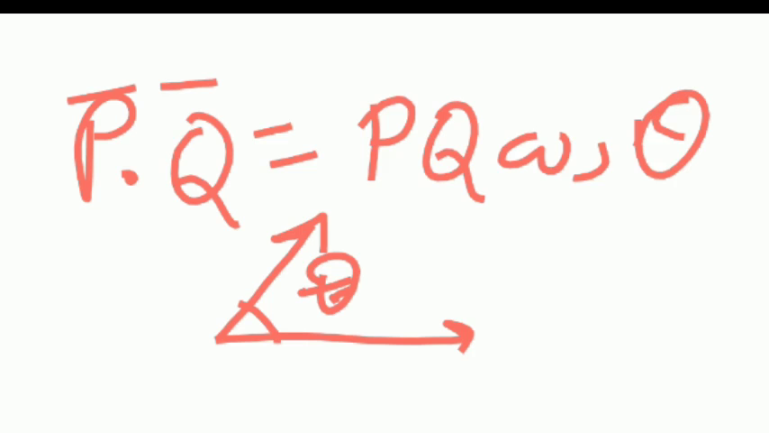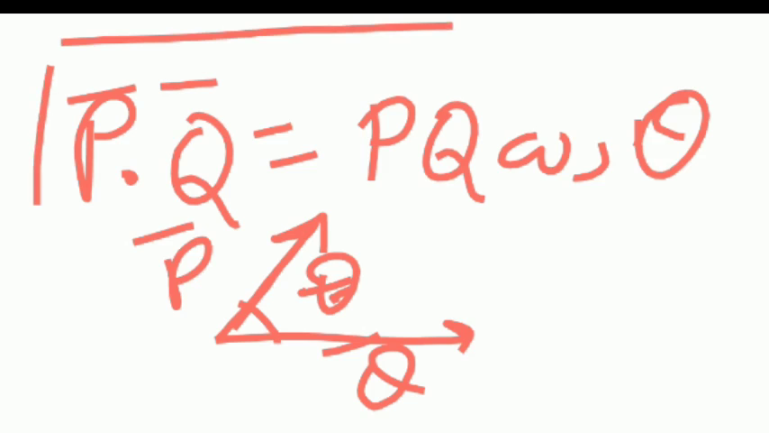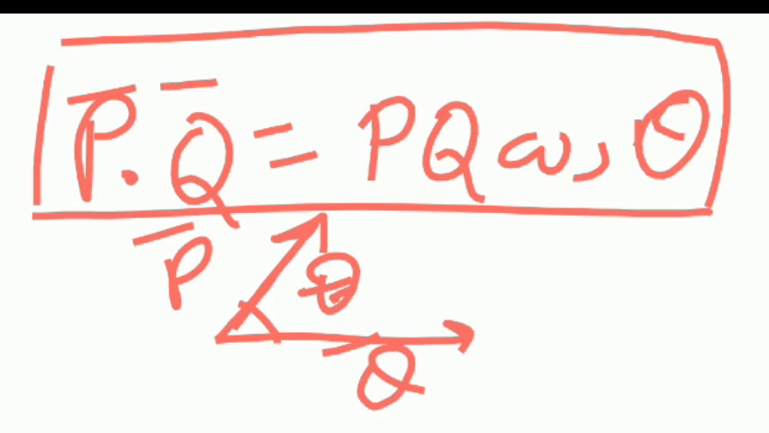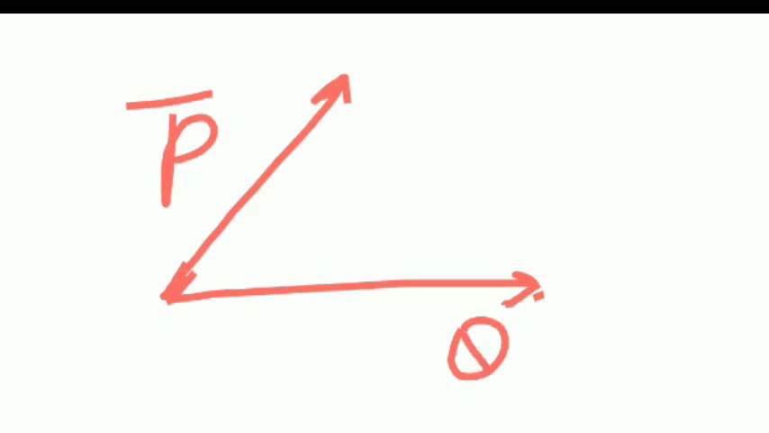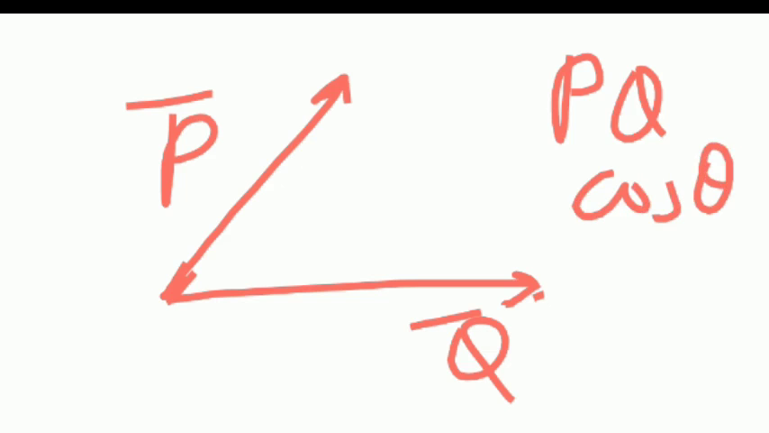So when we calculate the magnitude of vector p, the magnitude of vector q and theta, then we can find out the magnitude of this dot product. Remember, dot product is always scalar, so we call this scalar product. Suppose this is vector p and this is vector q. Now we can see pq into cos theta, right? pq cos theta is the dot product between vector p bar and vector q bar.